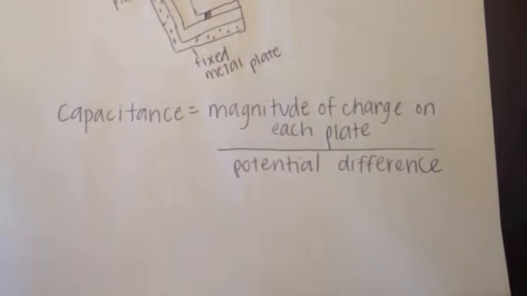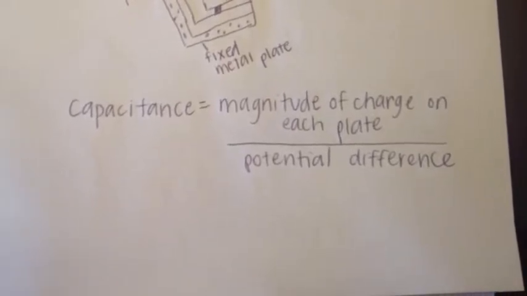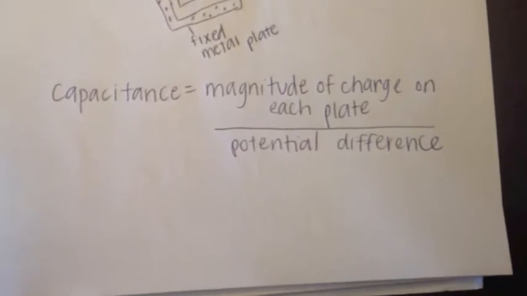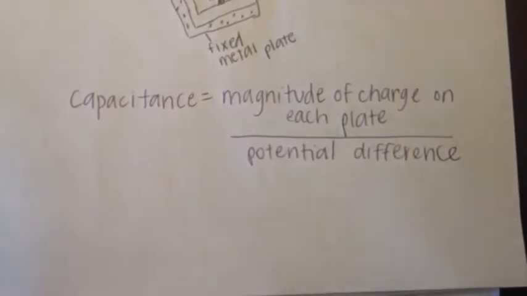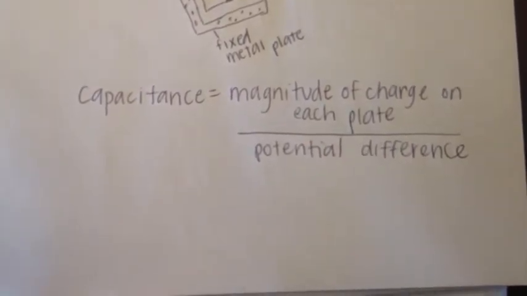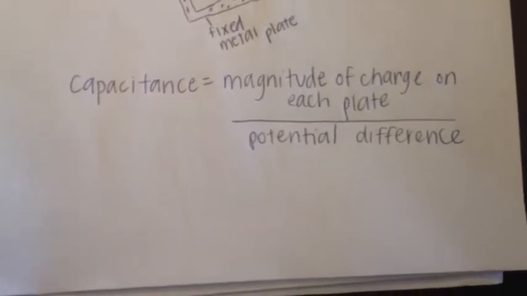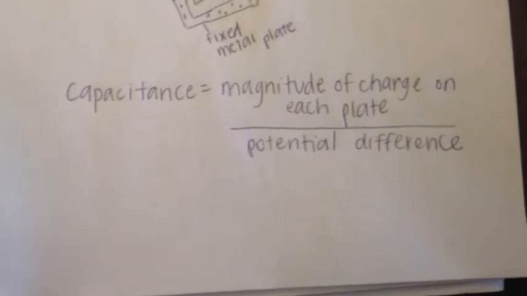Capacitance is defined as the ratio of the magnitude of net charges present on each plate to the potential difference that is created by the separated charges. This equation is also known as C equals Q over delta V, or the magnitude of charge on each plate divided by the potential difference.